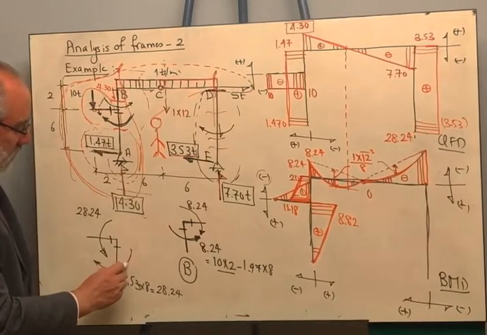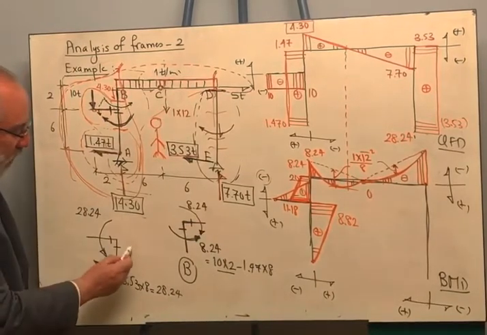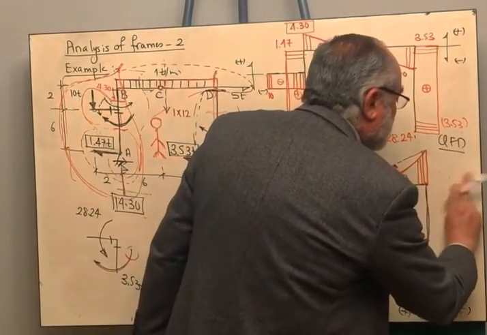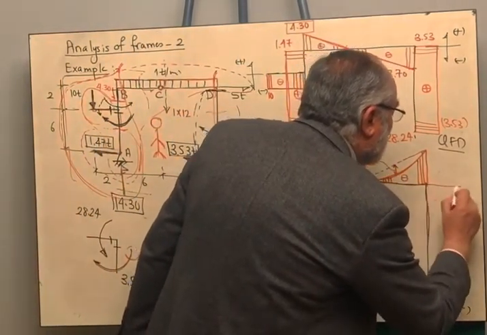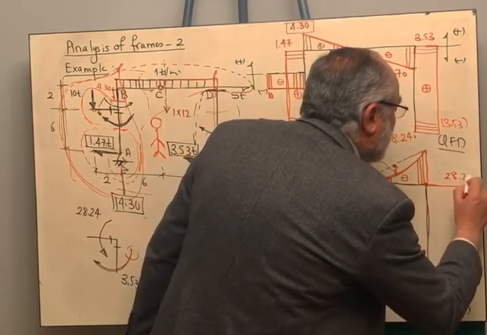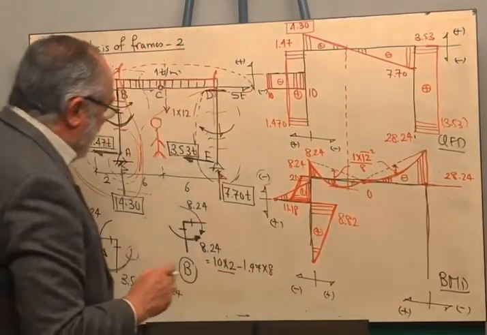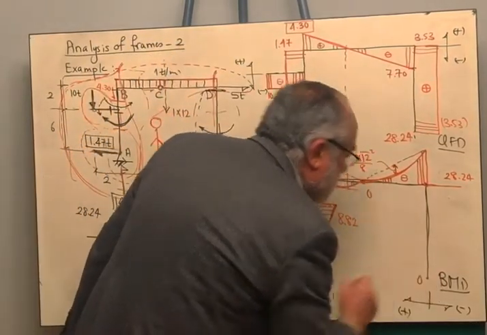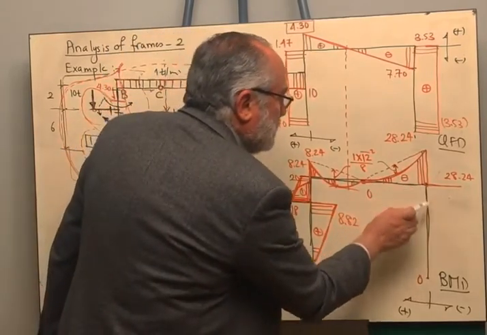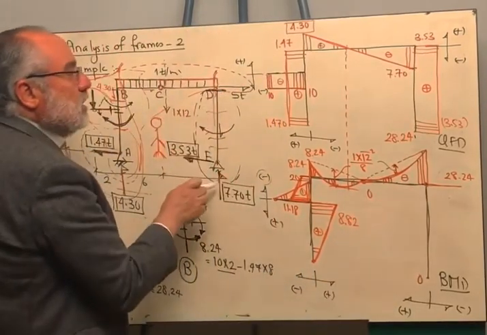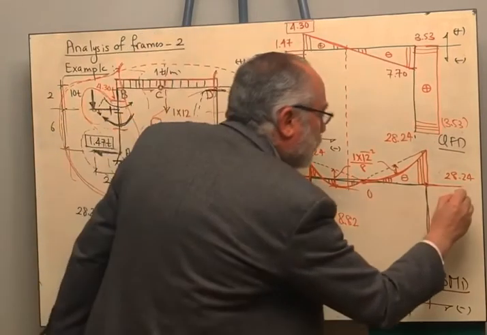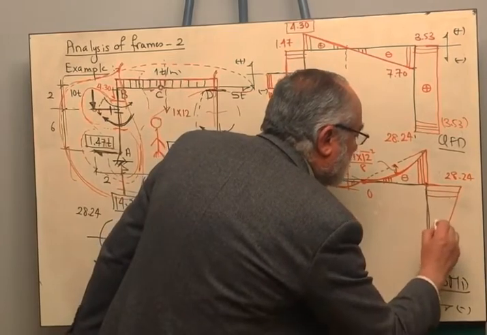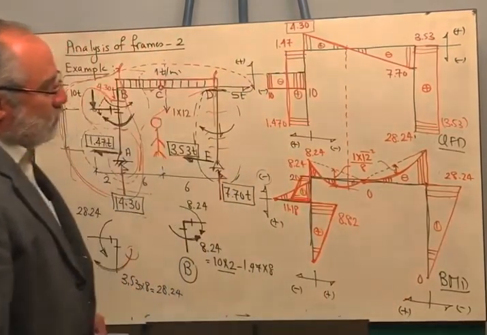The other moment, which is 28.24, the tail of the arrow is on the far side. So this means that I'm going to draw the bending moment 28.24. And the magnitude of the moment at point E is equal to 0. In between point D and E, I don't have any loads. The shear is constant, therefore the moment is linear. This is the final shape of the bending moment diagram.